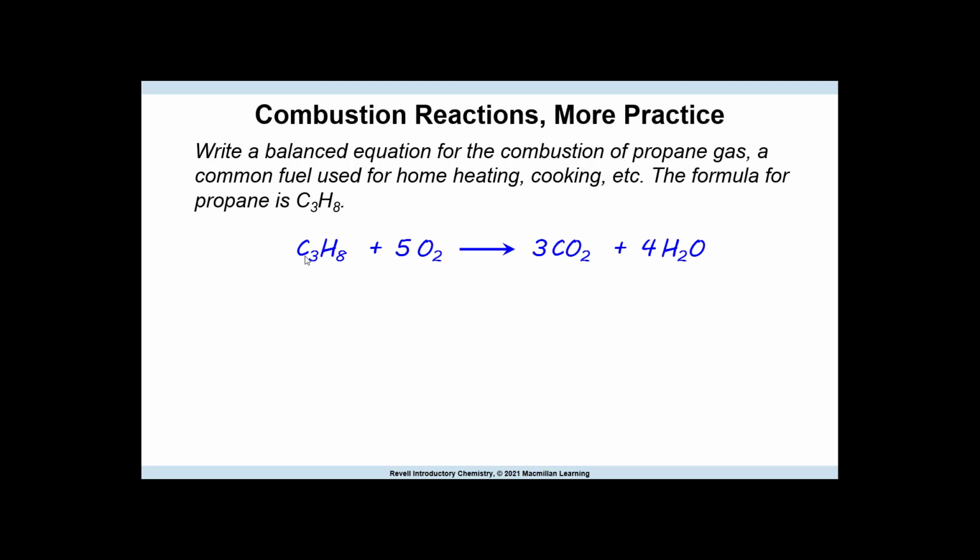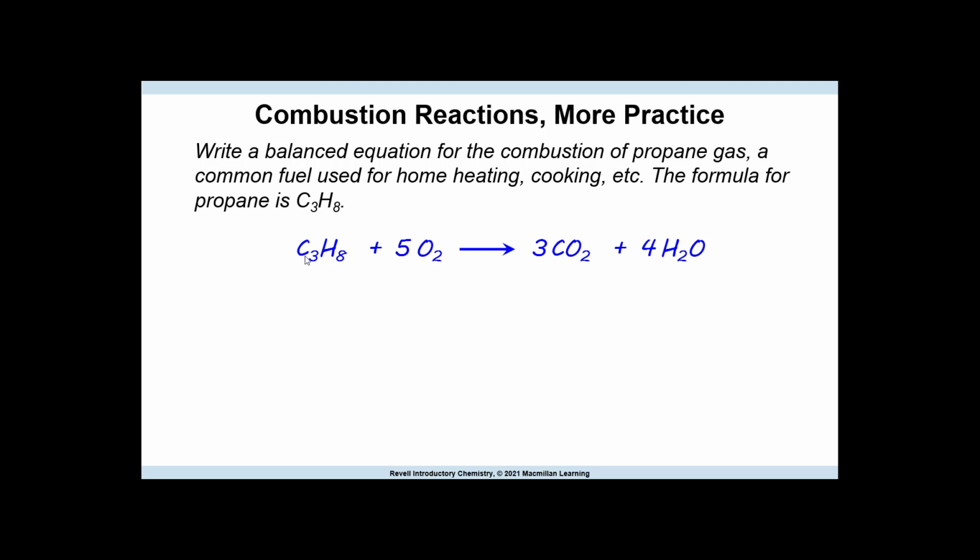So propane is C3H8. So it's a hydrocarbon, and it's in the presence of oxygen. So I already know that the products here are going to be CO2 plus water, and I need to just balance this out. We begin with the two reactants, propane and elemental oxygen. The combustion of hydrocarbons always produces two products, carbon dioxide and water.